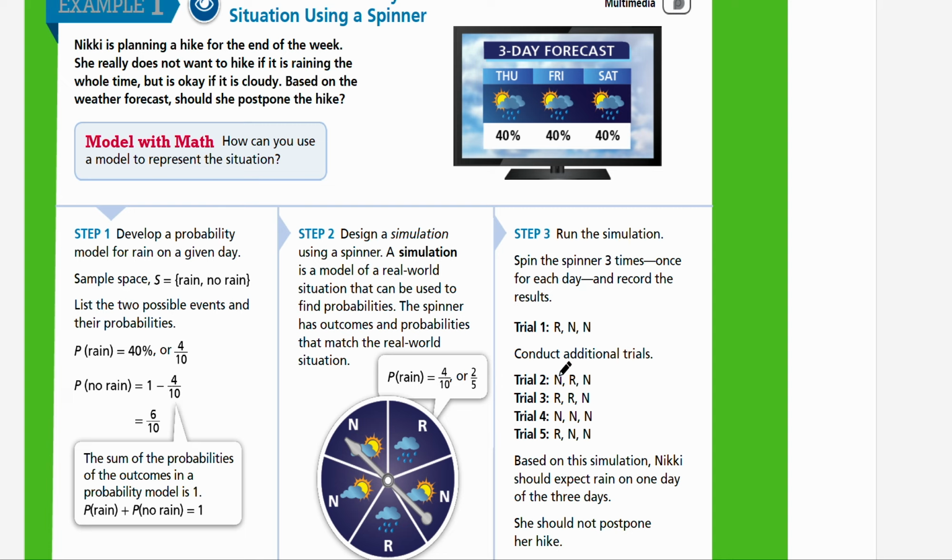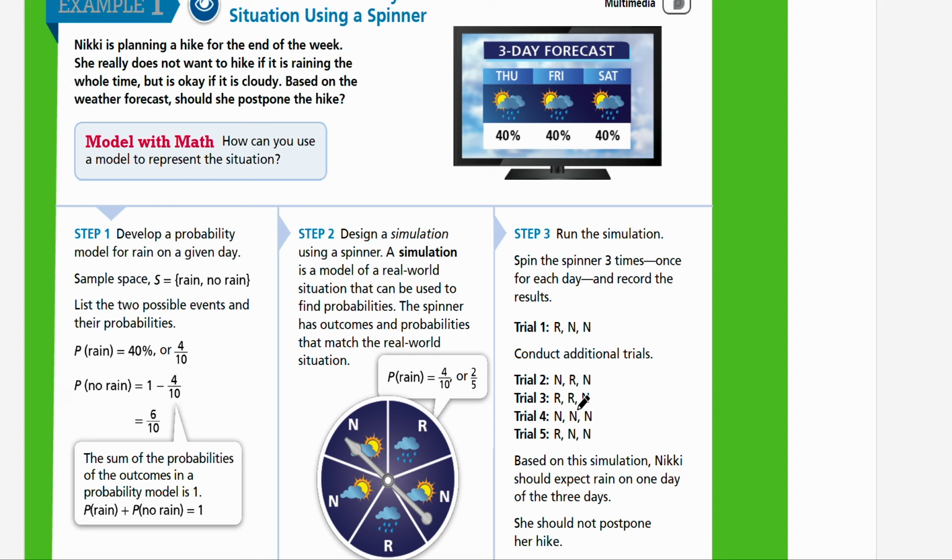And then trial 2, not raining again for 2 days. Trial 3, raining, rain, not rain. Trial 4, not rain, not rain, not rain at all. Trial 5, rain, not rain, not rain. So based on this simulation, Nikki should expect rain on one of these 3 days, which means she probably has at least one day that is not raining. So trial 3 gives you one day that's not raining, but in all the others, we have at least 2 days, right? Of not raining. So she could still hike when it's not raining.